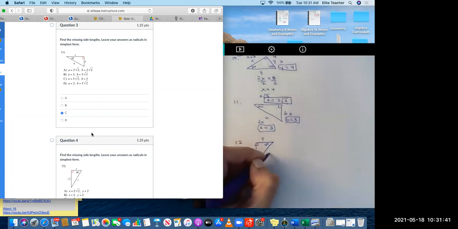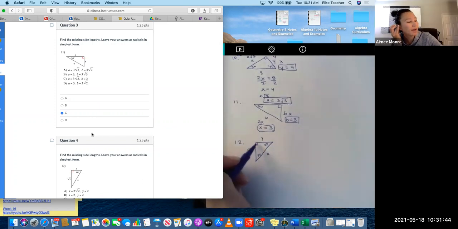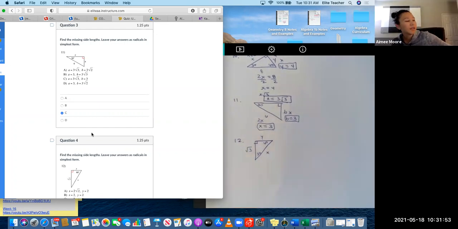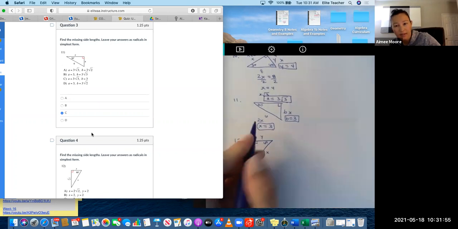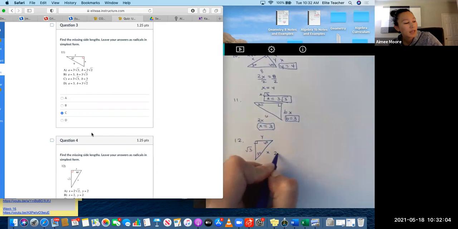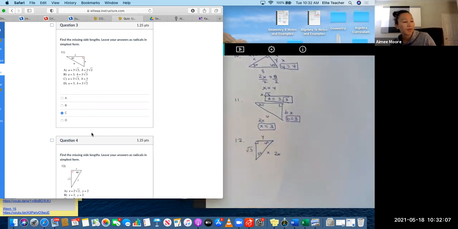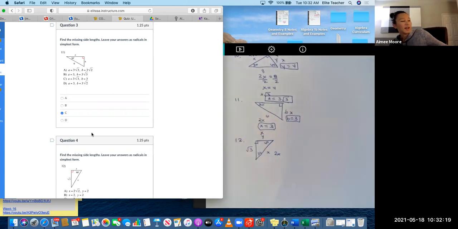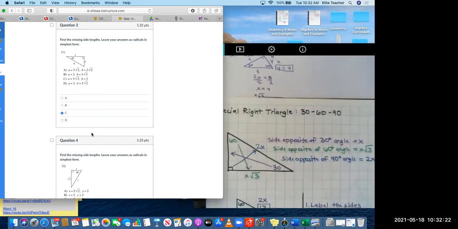Okay, so first we have our hypotenuse. What is our hypotenuse? In terms of our ratios, the side opposite of our 90-degree angle is 2x. So we just label the sides with those ratios first. And then the side opposite of our 30-degree angle is x.